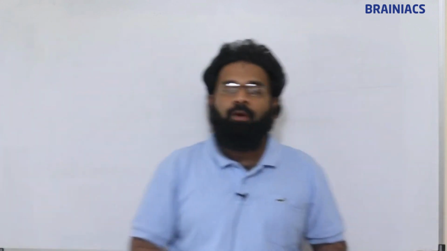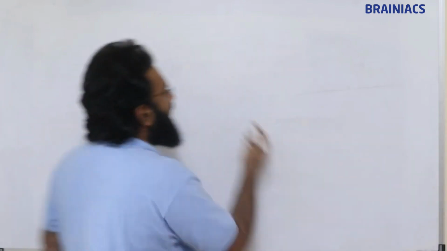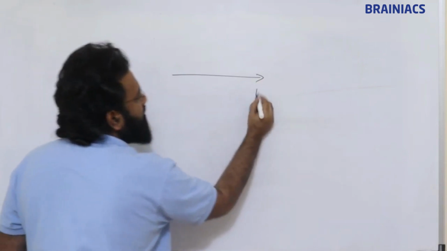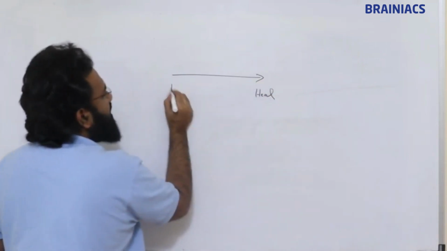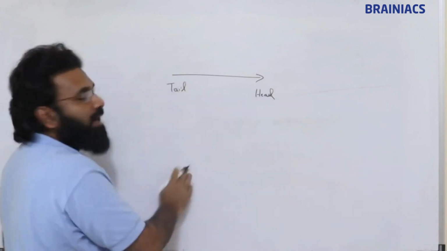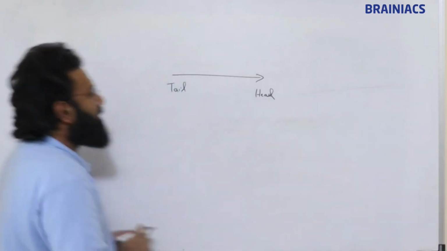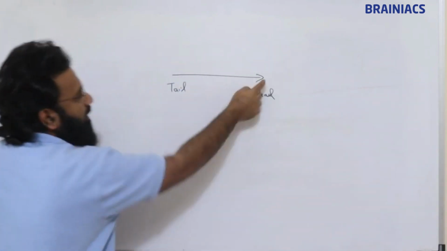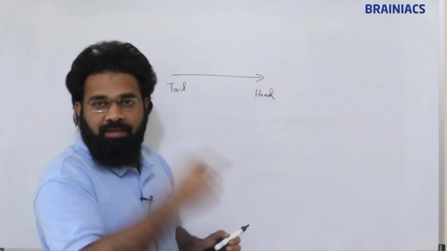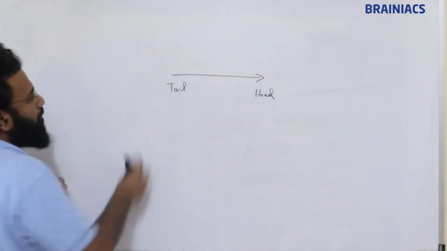Graphically, while showing vectors, we draw a line with an arrow. Suppose I draw like this, this is the head, and this is the tail. This is how we address vectors graphically while drawing. Tail and head. The direction in which the head is pointing will be the direction of the vector graphically. Clear?